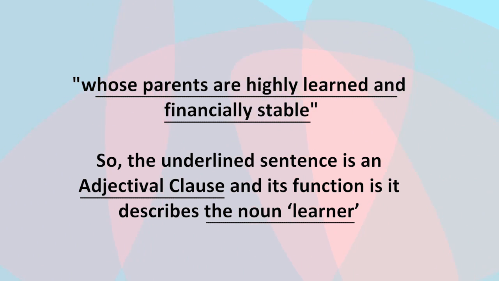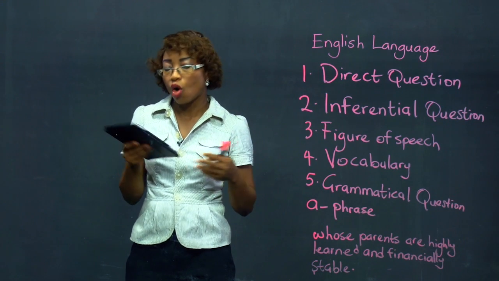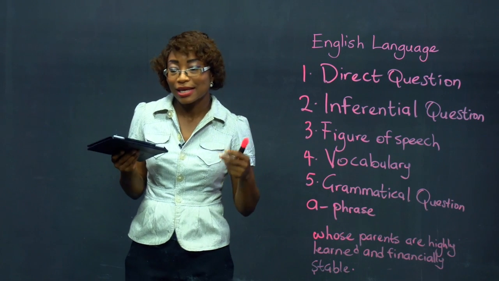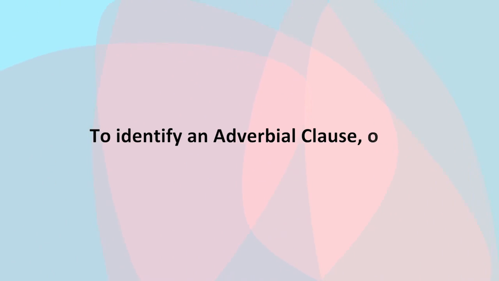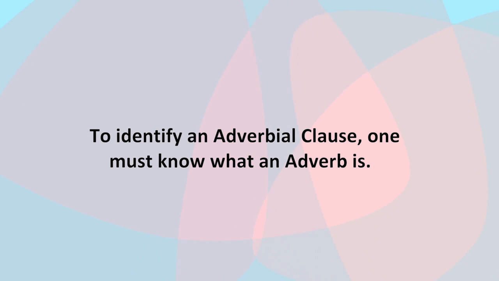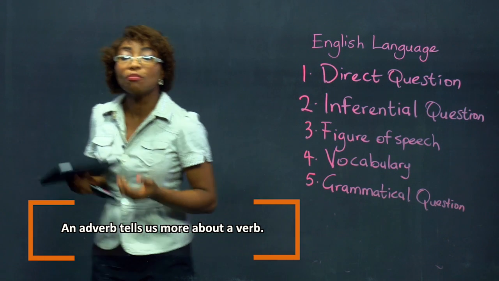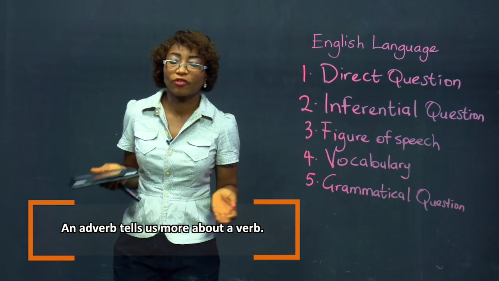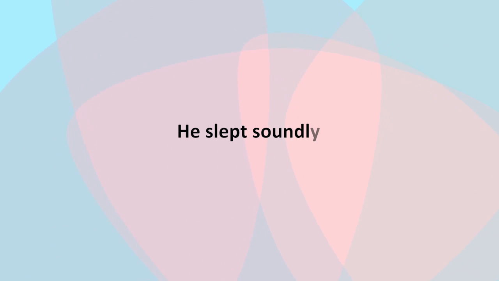Another kind of part that we can find in a sentence is the adverbial clause. How would we identify an adverbial clause? First of all, we'll ask ourselves, what is an adverb? An adverb tells us more about a verb. If I say, for instance, he ran quickly. How did he run? Quickly. Ran is the verb. Ran is the doing thing. The person ran. How did he run? He ran quickly. He slept soundly.